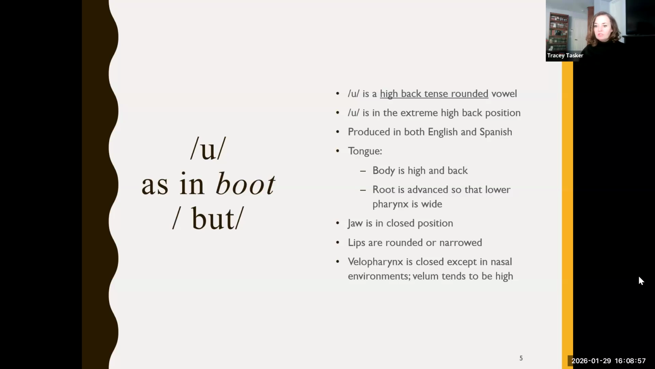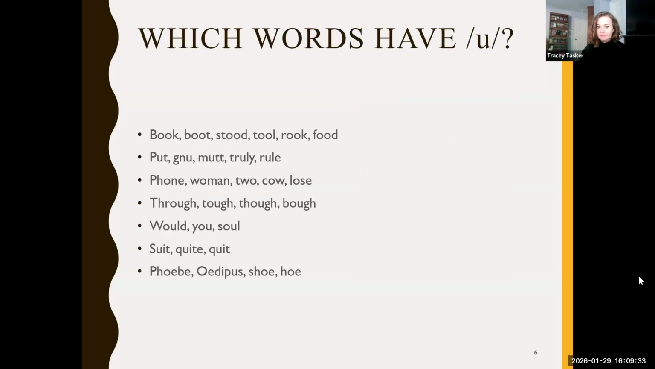Ooh is that high, extreme back position. It's the extreme corner vowel, produced both in English and Spanish. The body of the tongue is high in the mouth and pulled far back. The root is advanced, so the pharynx is going to be open wide. The jaw is in a closed position. Ooh. The lips are rounded. And as with all the vowels that we're talking about, the velopharynx is closed except when there's a nasal sound adjacent.